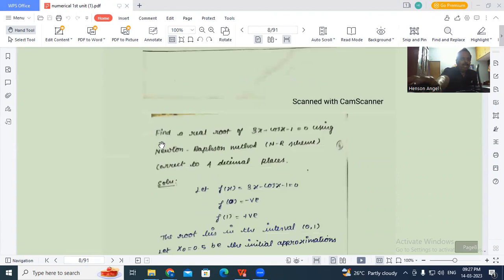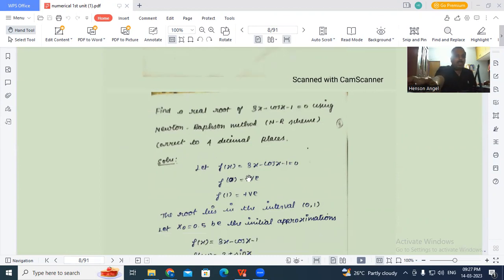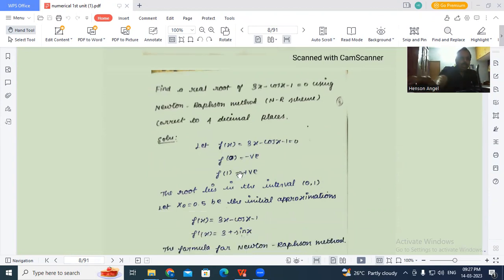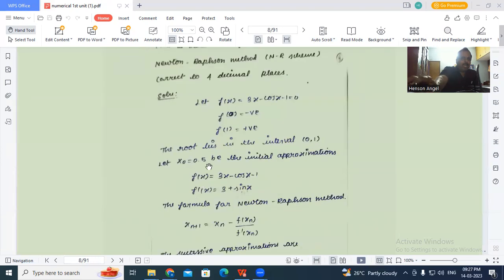Similarly, we can do the third problem. Find a real root of 3x minus cos x minus 1 equal to 0 using Newton-Raphson method correct to 4 decimal places. Now we write the solution. F of x equal to 3x minus cos x minus 1 equal to 0. Now we find the location of the root. Here f of 0 is negative, f of 1 is positive. Therefore, the root lies in the interval 0, 1. Let x0 equal to 0.5 be the initial approximation.